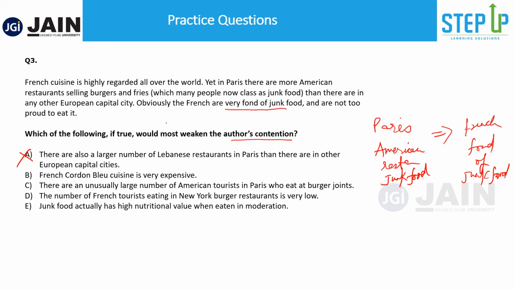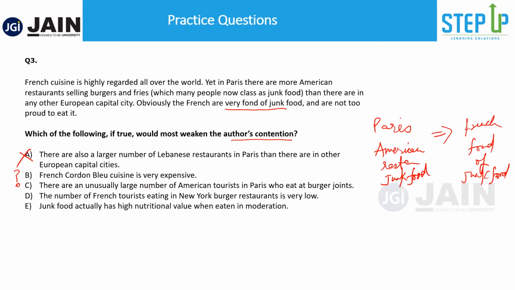It never said that because it's expensive and they can't afford it, therefore, right? That's what the author is trying to say, but you're saying it's very expensive, therefore they don't have an option. But we cannot really say from here that they're not fond of junk food, right? Or fond of junk food. So let's keep a question mark and then move ahead.